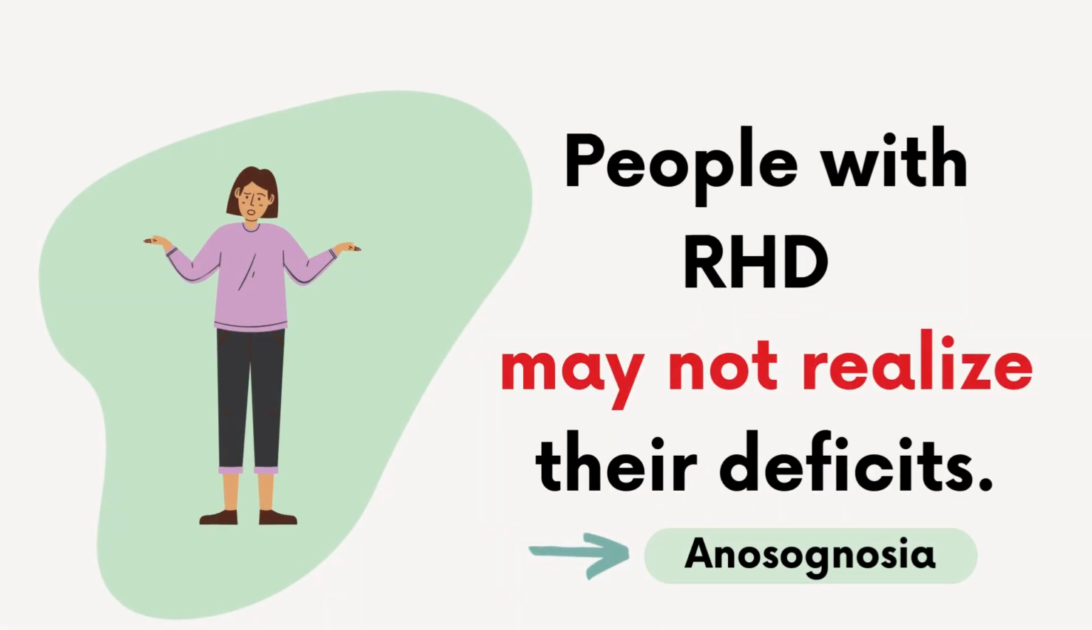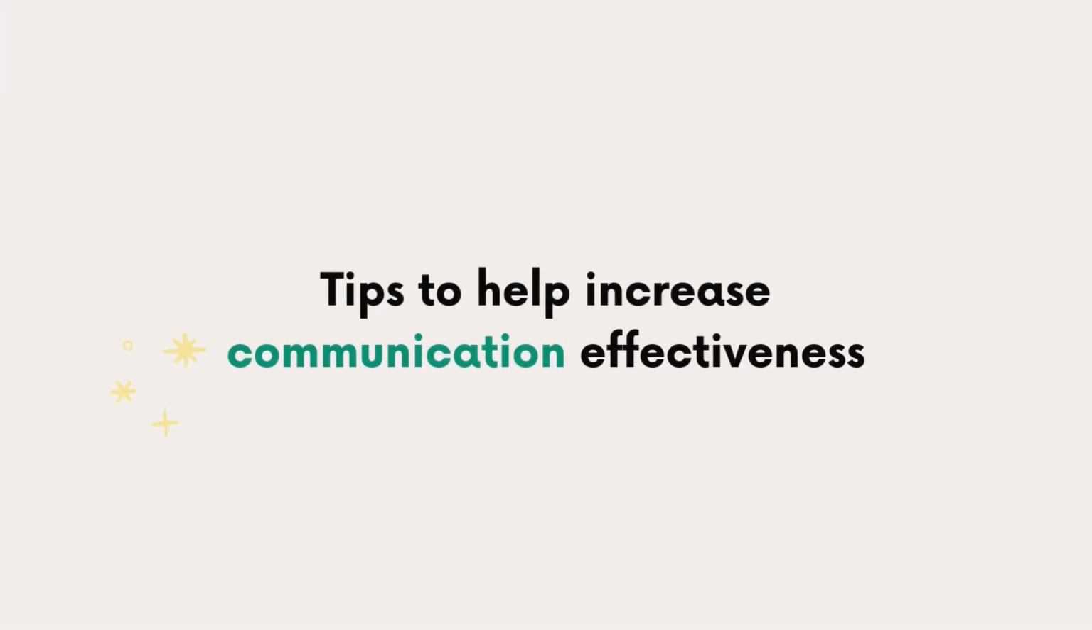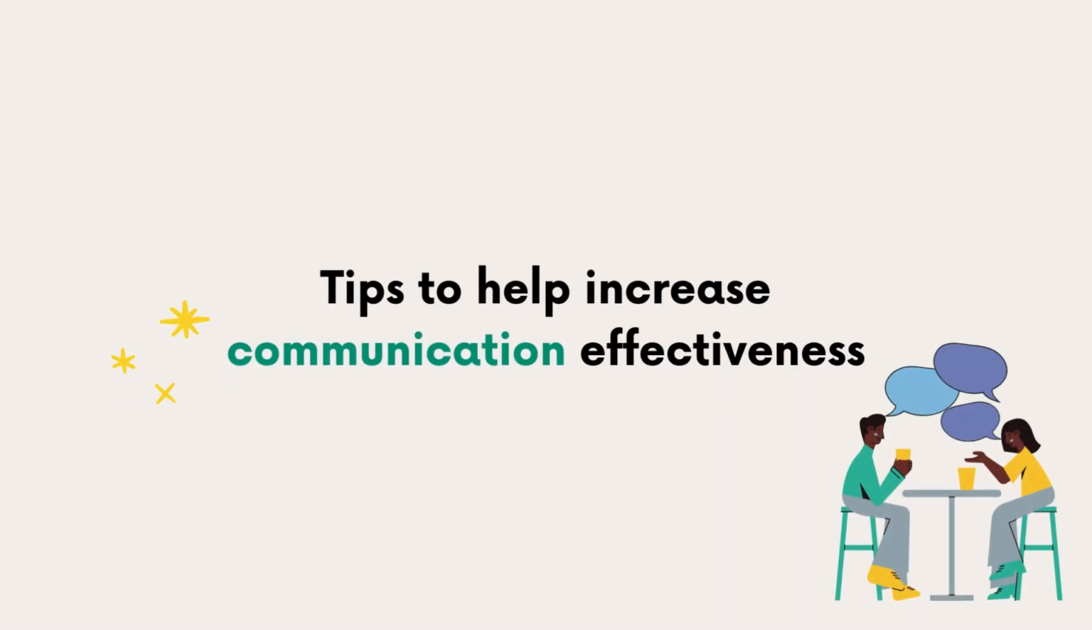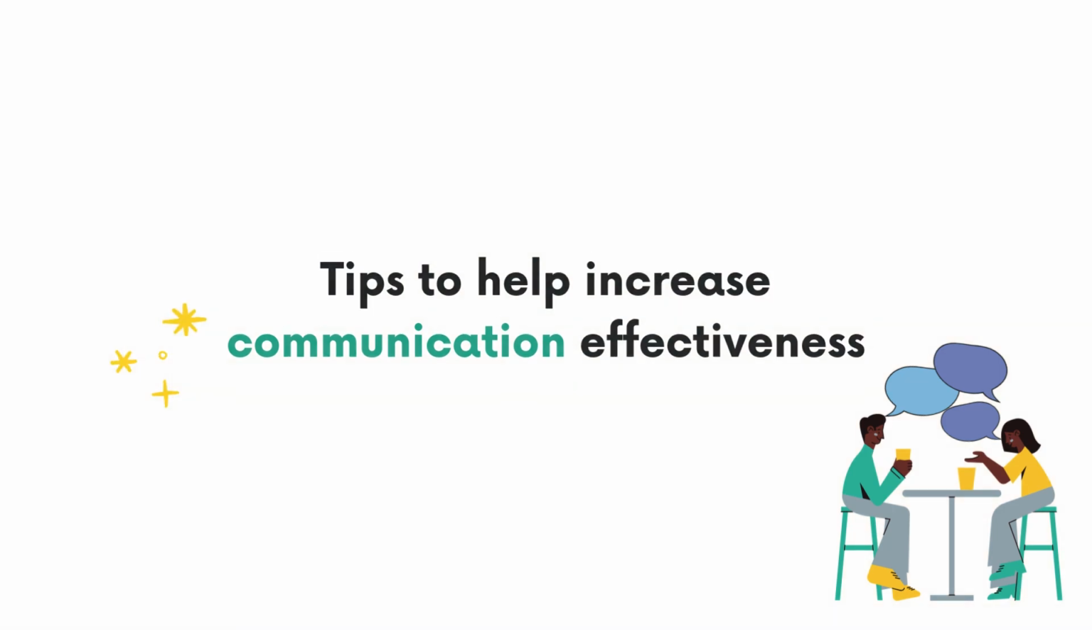Additionally, they may not recognize their deficits. This is a condition called anosognosia and can range from being completely unaware of all deficits to someone being aware of a few of their deficits but not others. Since we have discussed the impacts of RHD, I now want to give you tips to help increase communication effectiveness.